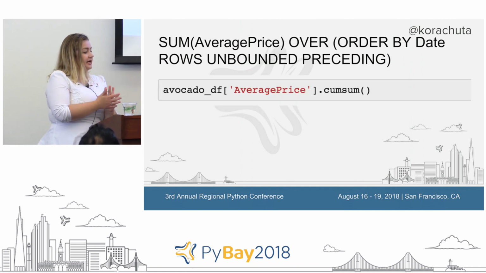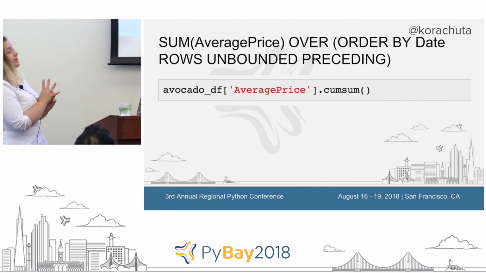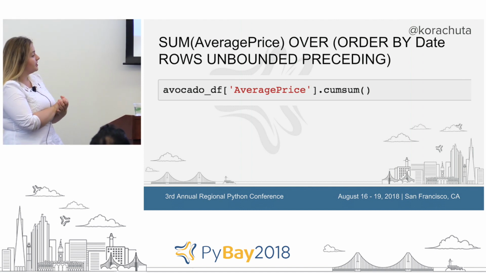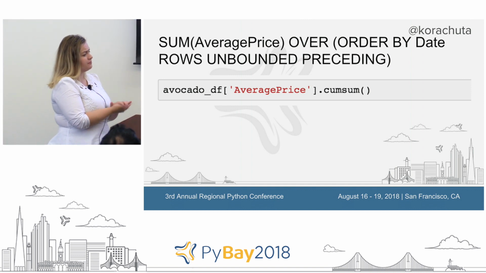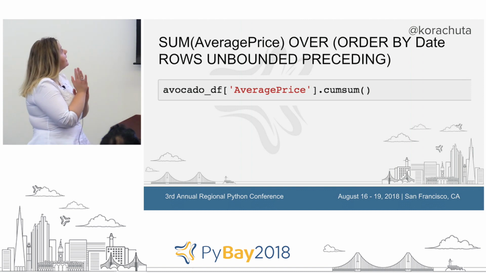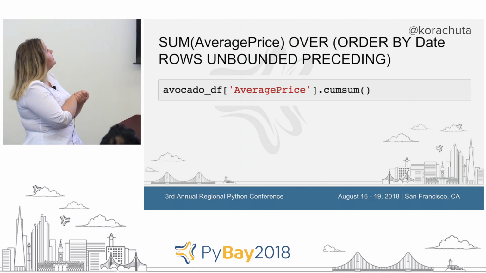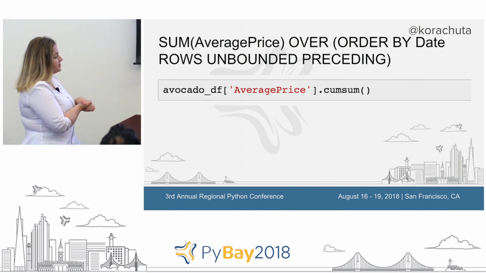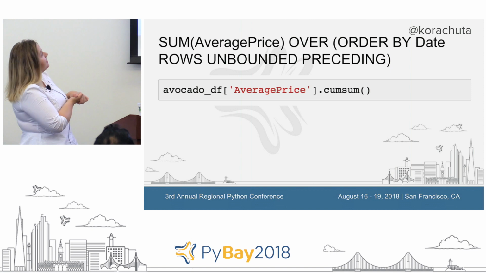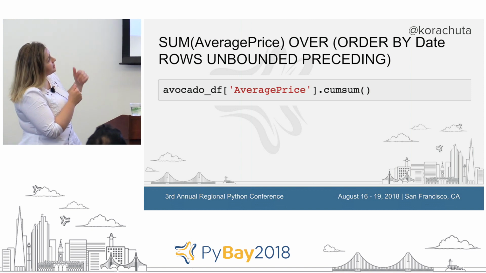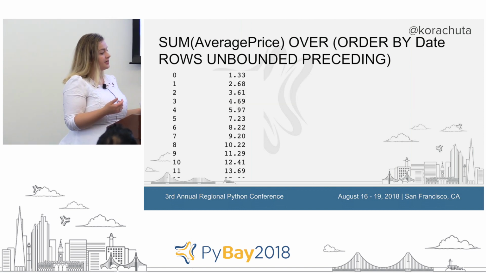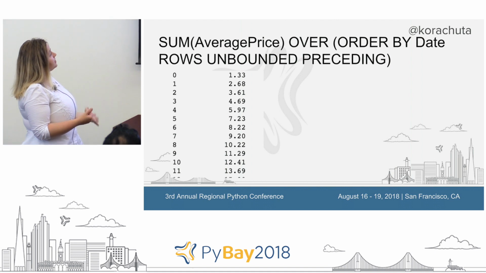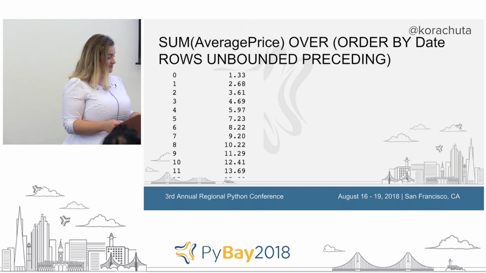And then the second one is a cumulative sum. Another thing that I use very frequently, which in SQL will be sum over average price. Then we order by date, rows unbounded preceding. And doing that in Pandas, again, is absolutely dead easy. I use avocado.df. I look at the average price column, and then I pass some function on it, which is just cumsum for cumulative sum. And here we can see that those numbers start to increase as we go down the road, which means that this is probably doing the cumulative sum as we expected.